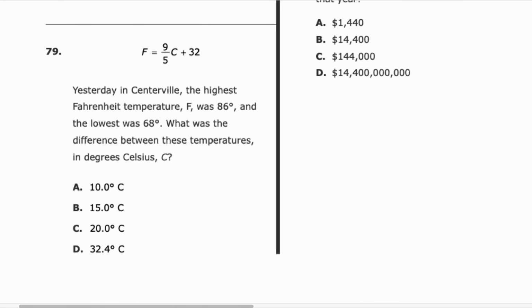All right, so now this question. Yesterday in Centerville, the highest Fahrenheit temperature was 86 and the lowest was 68. What was the difference between these temperatures in Celsius? Okay, so I'm going to figure out what 86 degrees Fahrenheit is in Celsius. I'm going to figure out what 68 degrees Fahrenheit is in Celsius, and I'm going to subtract the two amounts. So let's figure out 86 first. So I'm just plugging it into the formula and solving for Celsius.